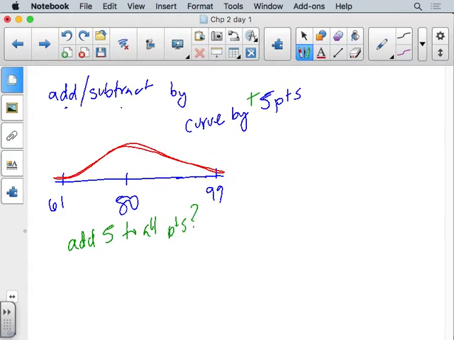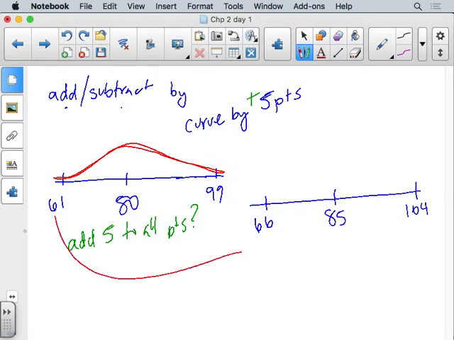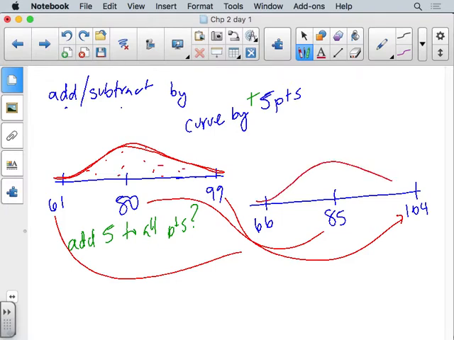So let's graph a new graph. If I was to graph a new line, the minimum would now be at 66, the center of our data would be at 80, and the biggest value, the maximum, would be at 104 on the test. So all I did was add 5 to every single one of those. They just all got bigger by 5, and that would be the same for every single one of these values in here.